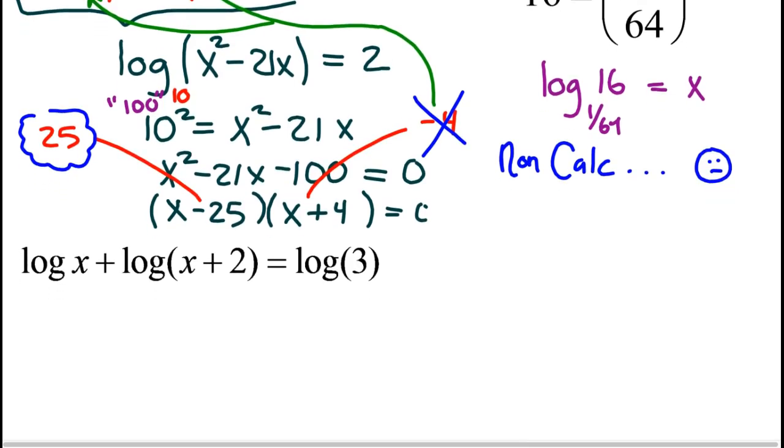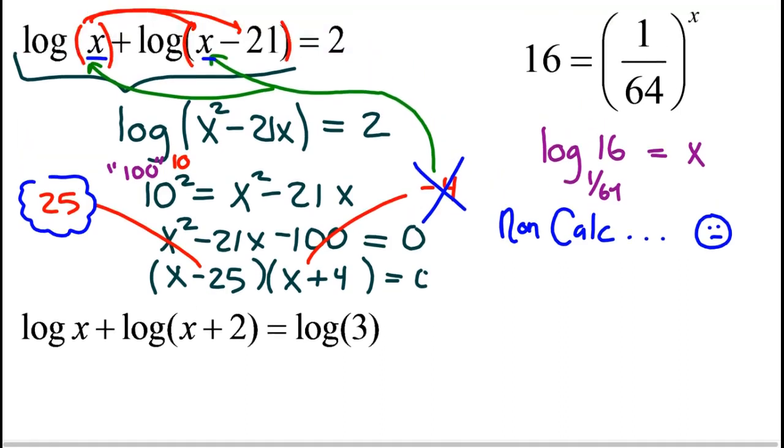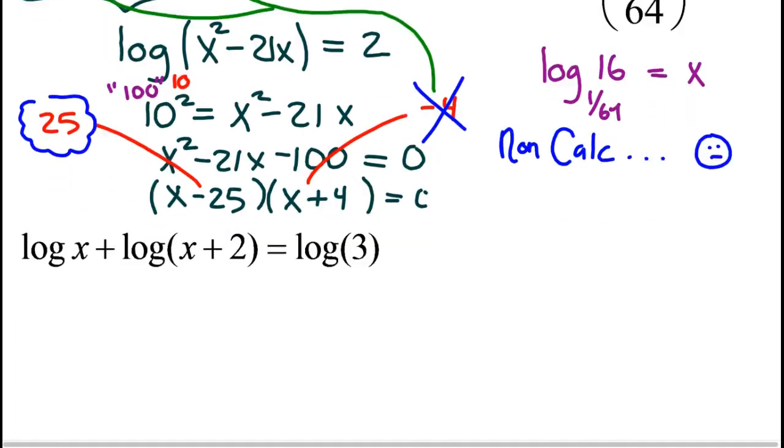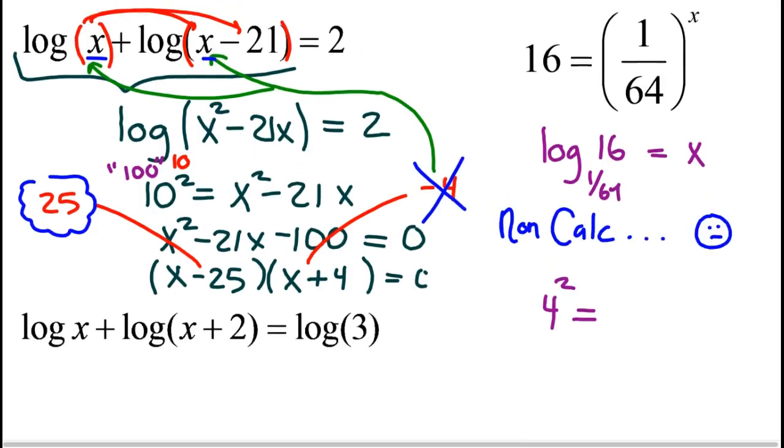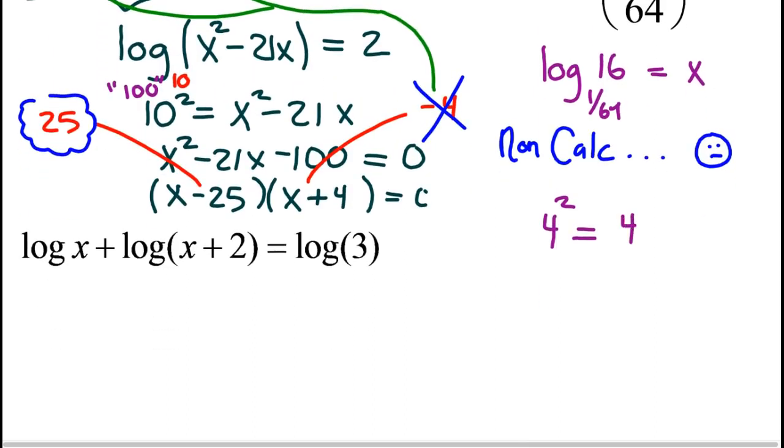Aha, good. Yes, very good. We can get them to have the same base. So if I rewrite these with both the same base, 16 is a power of 4, that's 4 squared, equals 1 over 64, which is a power of 4, that's 4 to the negative third. And so if I rewrite them with the same base, now we're in business. 4 squared is equal to 4 to the negative 3x. Bada bing, bada bang, bada boom.